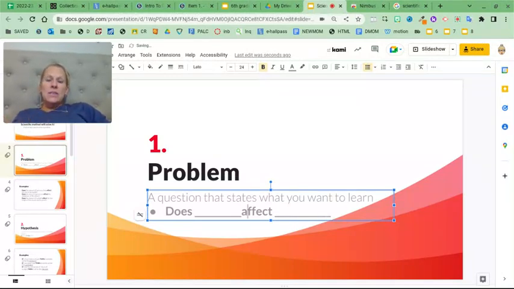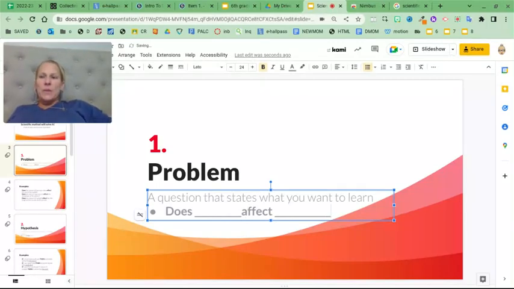So, I could say, does the amount of sun my tomato plant gets affect how many tomatoes it will produce? Or I could say, does smoking cigarettes daily affect my risk of getting lung cancer? Okay, so see how we can word questions in that format in order to research them. Does doing your homework daily affect your grades?